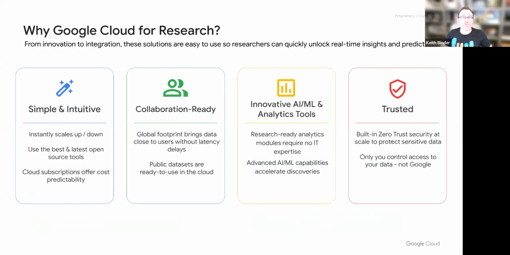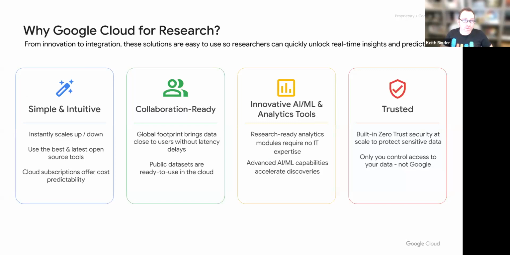So why should you look at Google Cloud for research? Well, there's 4 areas where we think it aligns nicely with what you want to do. The first one is it's simple and intuitive, right? The nice thing about cloud is it's ephemeral. You can scale the cloud up when your research problem requires it. And guess what? You can scale it down automatically when you no longer need it. This notion of idle resource doesn't need to apply when you utilize the cloud.